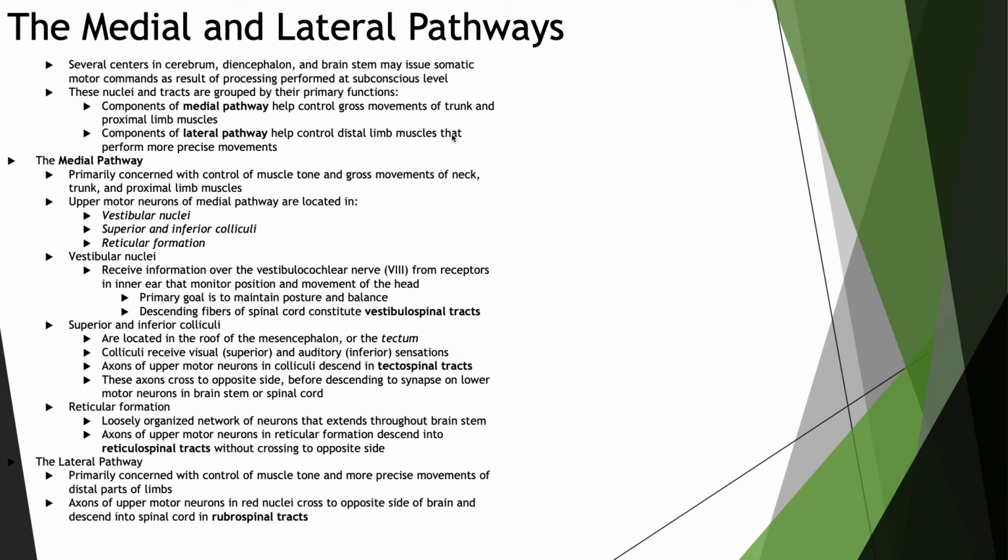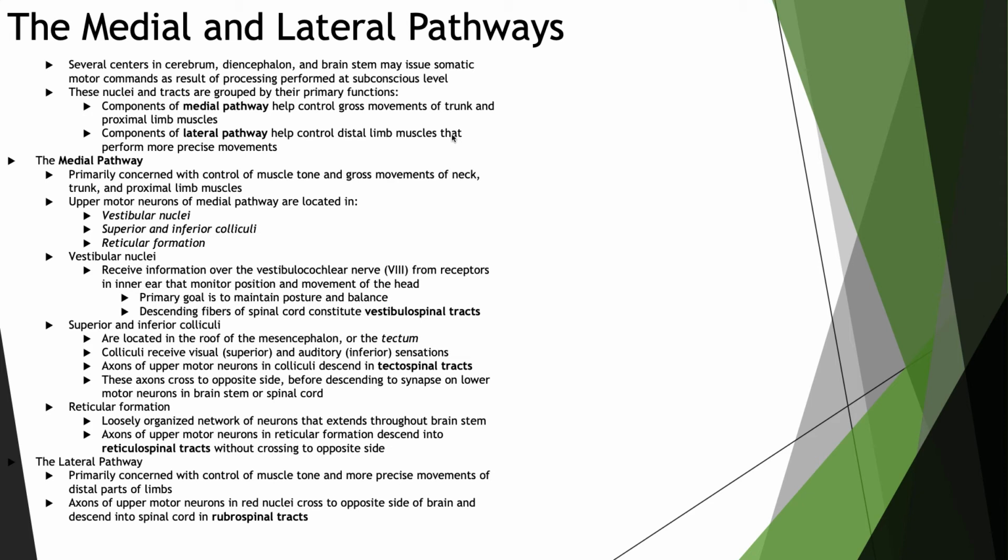The region stimulated determines the effects of reticular formation stimulation. For example, the stimulation of upper motor neurons in one portion of the reticular formation produces eye movements. The stimulation of another portion activates respiratory muscles. A little bit about the lateral pathway.